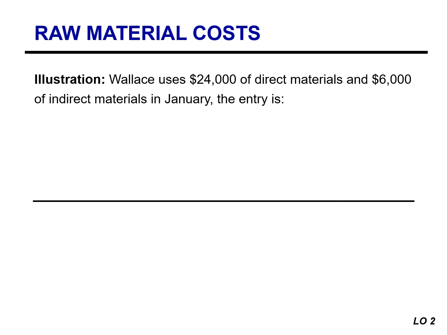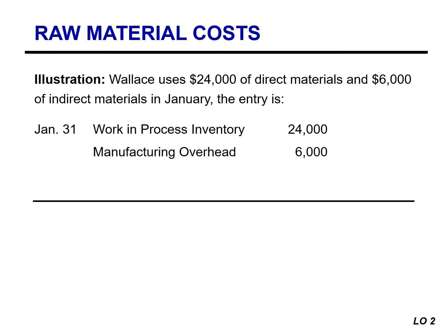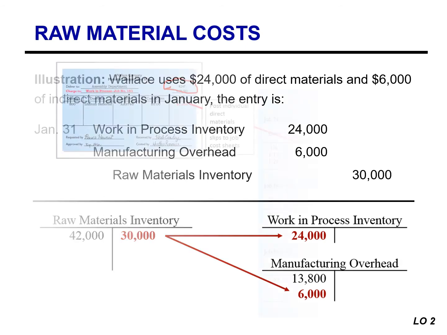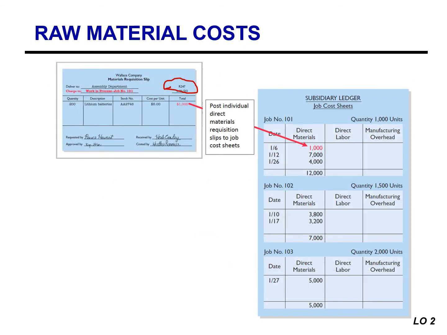For example, if Wallace uses $24,000 of direct materials and $6,000 of indirect materials in January, the entry is to debit work in process inventory for $24,000 and debit manufacturing overhead for $6,000 and then credit raw materials inventory for $30,000. This journal entry reduces raw materials inventory by $30,000 and increases work in process inventory by $24,000 as well as manufacturing overhead by $6,000.